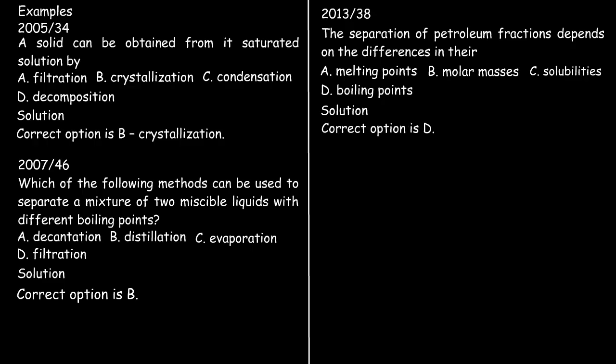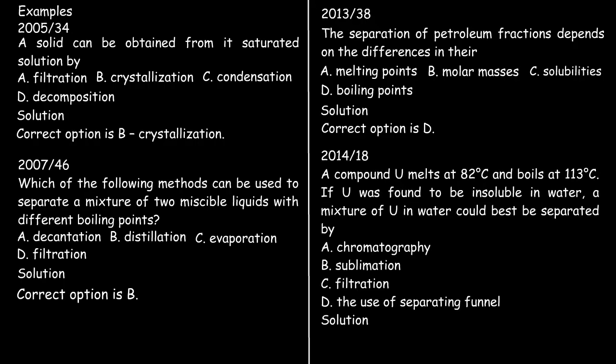option is D. We have another question from 2014, and it states that a compound U melts at 82 degrees centigrade and boils at 130 degrees centigrade. If U was found to be insoluble in water, a mixture of U in water could best be separated by, and we're given the options: A. chromatography, B. sublimation, C. filtration, and D. the use of separating funnel. Since it is insoluble in water, the best option is filtration, and the correct option is C.